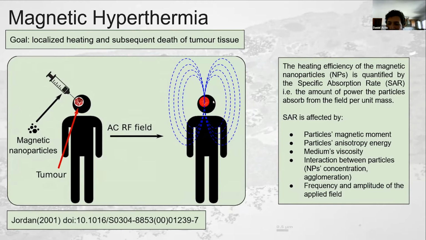On the one hand, we have the nanoparticles' properties, such as magnetic moment and anisotropy energy, but we also have the viscosity of the medium to take into account, and the interactions between particles and between the particles and the medium. And also, of course, the AC field characteristics, that is to say, frequency and amplitude of the radio frequency field.